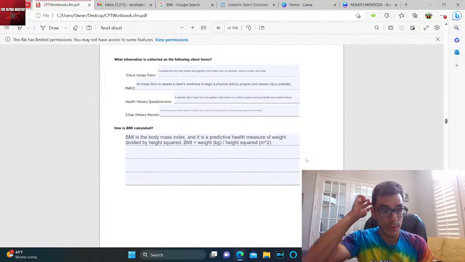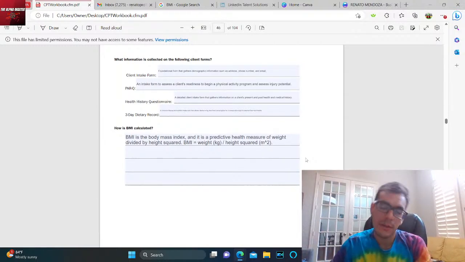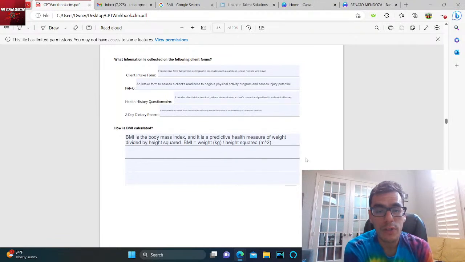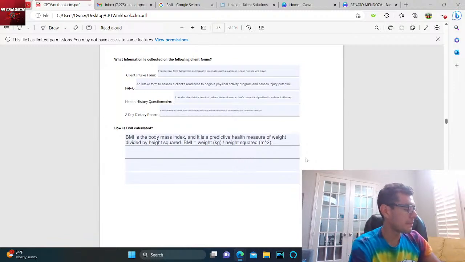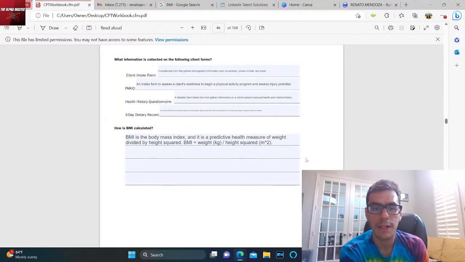So what information is collected in the following client forms? For the client intake form, you have the foundational form that gathers demographic information such as address, phone number, and email. The Part Q is the physical activity readiness questionnaire, an intake form to assess a client's readiness to begin a physical activity program and assess injury potential. The health history questionnaire is a detailed client intake form that gathers information on a client's present and past health and medical history.